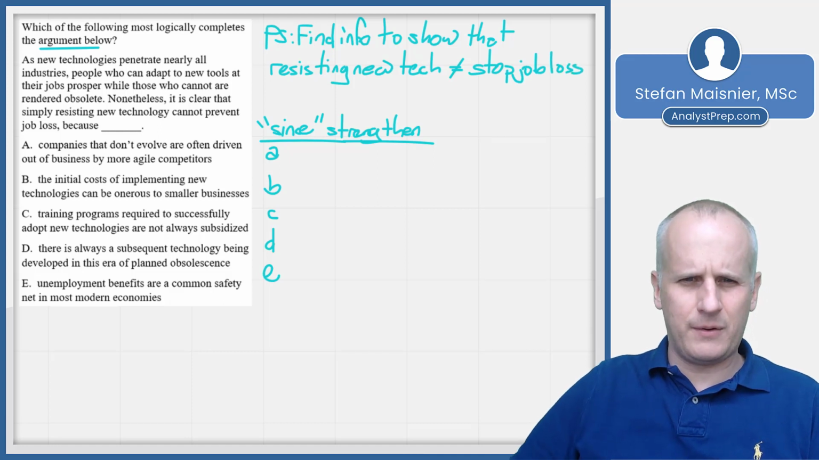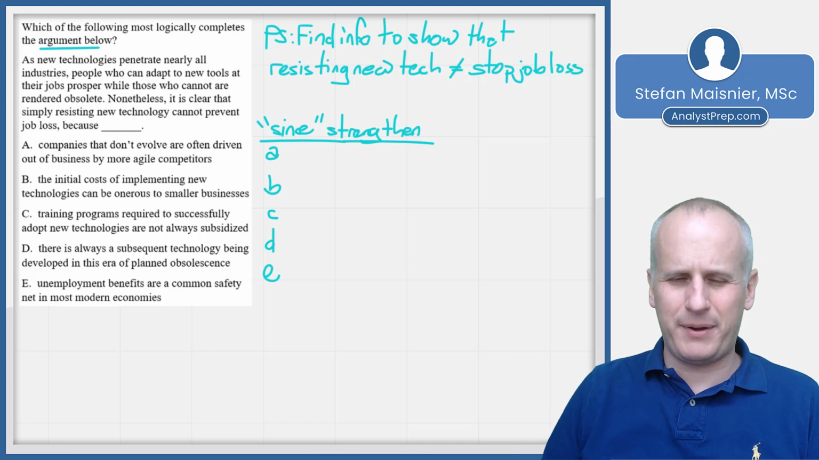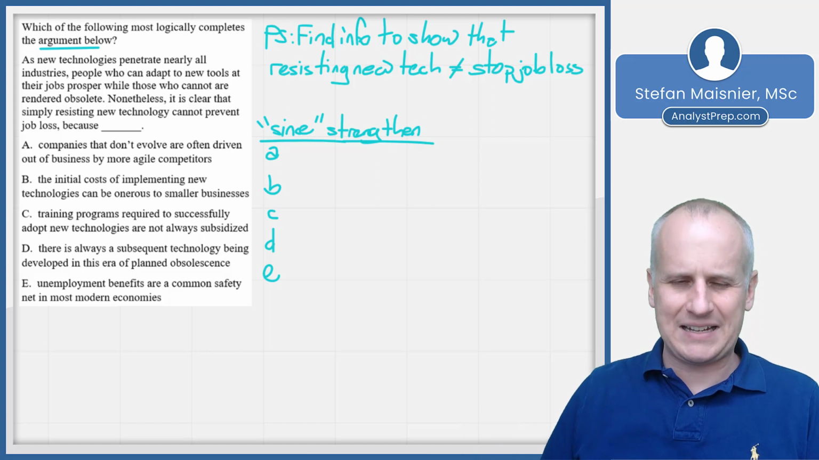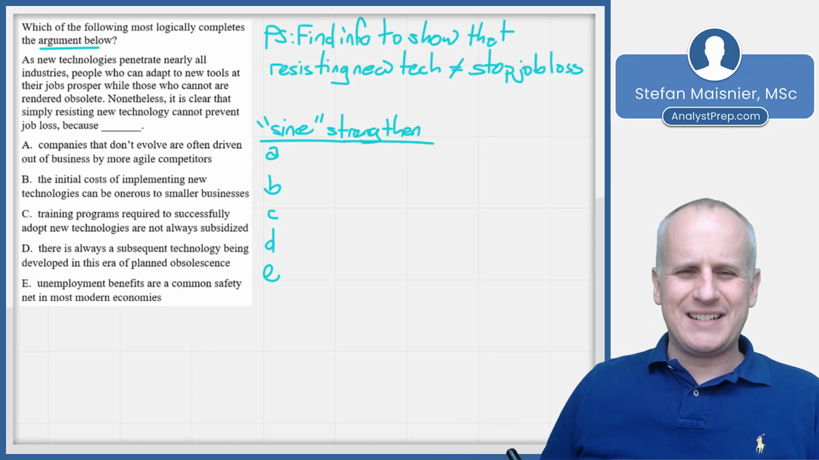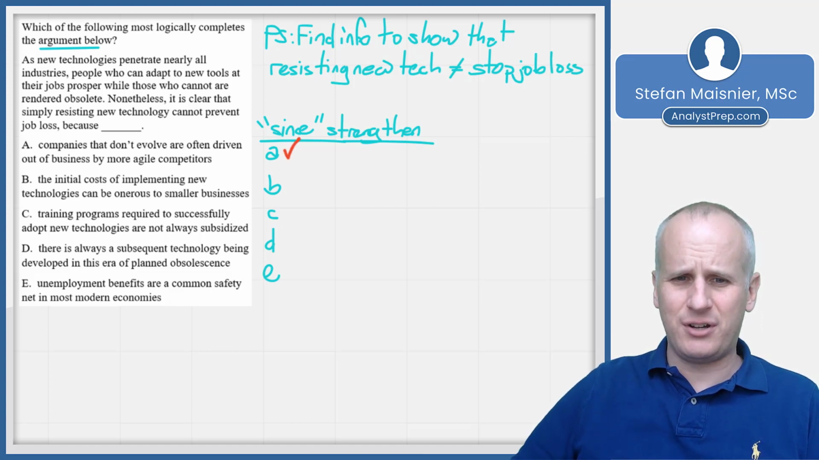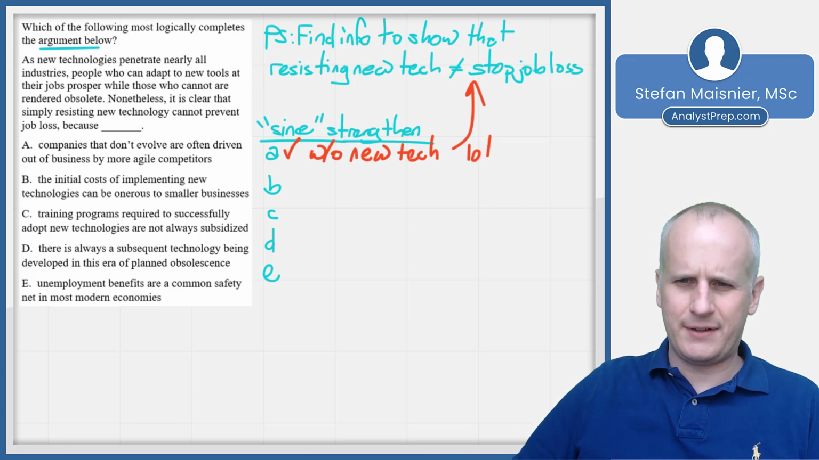So we want to strengthen what came immediately before the blank in the prompt, and that's it is clear that simply resisting new technology cannot stop job loss. So that's what we need to find, something to support that statement. So because choice A, companies that don't evolve are often driven out of business by more agile competitors. Well, that seems to be it, doesn't it? Because that shows that without the new tech, there's lots of jobs lost when the company goes out of business.